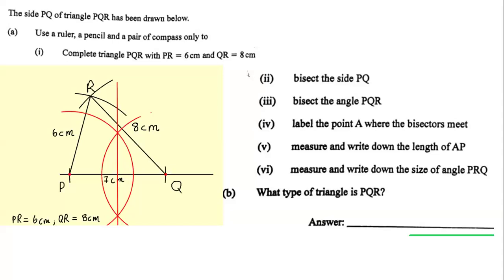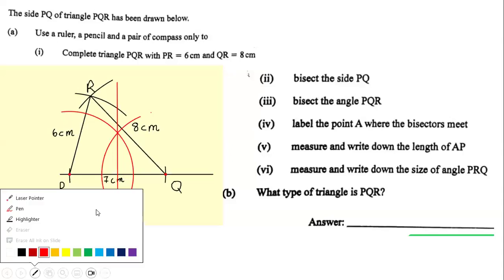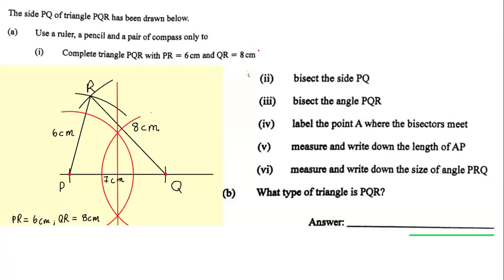Good. Thank you. All right, so let's go ahead. What have we done so far? We've already completed the triangle, and we've already bisected the side. So what's next for us to do? We have to bisect PQR. Is PQR an angle or a side, class?